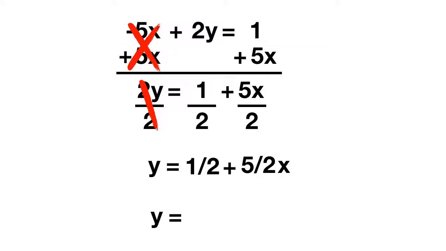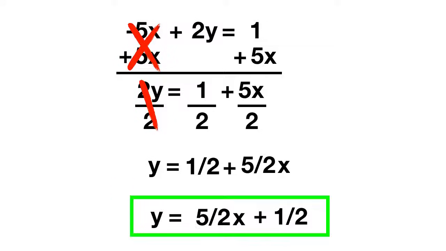Now, how can I change this so it's in slope-intercept form? Well, we'll write y equals, and we'll put our term with the x, 5/2 x first. So we'll write 5/2 x plus the 1/2. This is how you write the equation in slope-intercept form.